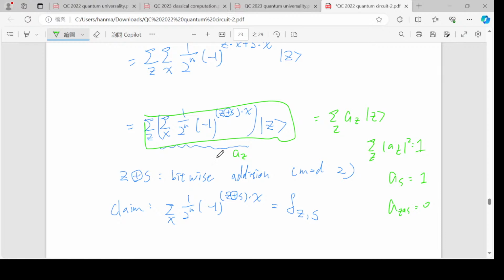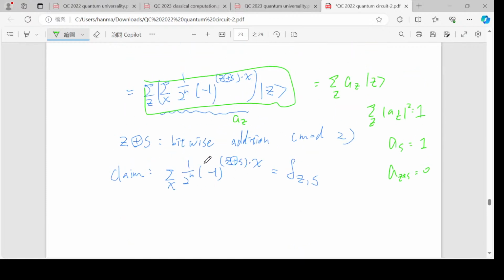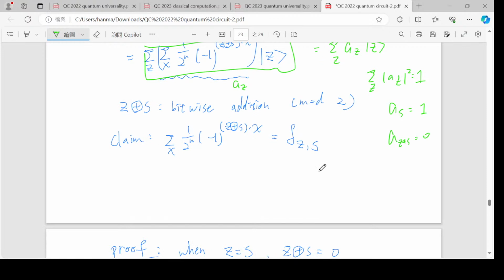And yeah, what we want to say is this a sub z part, which is summing x 1 over 2 to the minus 1 to the z plus s dot x. Well, we want to say that this thing is delta of zs, and that means that it is 1 when the z string equals the s string, and 0 otherwise.